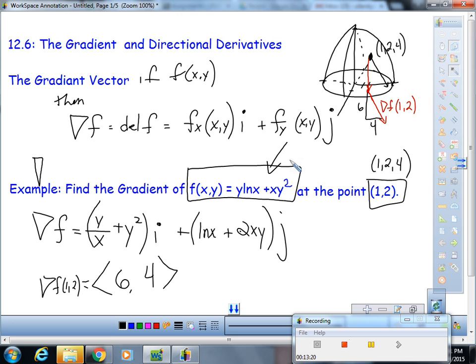So, at the point (1, 2, 4), the direction of greatest increase or greatest change is the direction (6, 4), or the direction (3, 2), or the direction (1.5, 1). You could also make it a unit vector. It doesn't matter. It's all pointing in the same direction. Does that make sense? And I hope that you could, at least out of curiosity, envision how this would affect a profit equation.